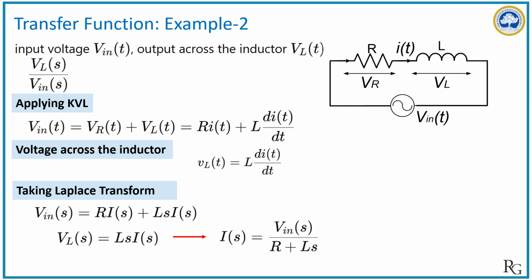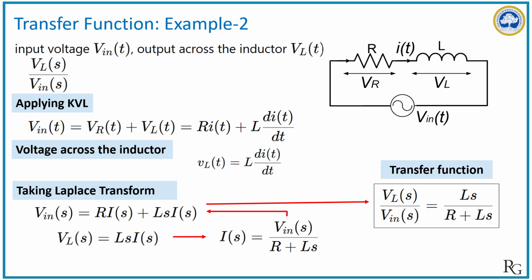Now, the value of current in the Laplace domain can be estimated as V in divided by R plus Ls. And that value can be replaced in the previous equation, and we will get the transfer function as Ls upon R plus Ls. So again, here we are considering that the initial condition is 0. That means the current stored in the inductor is equal to 0 at time t equal to 0.